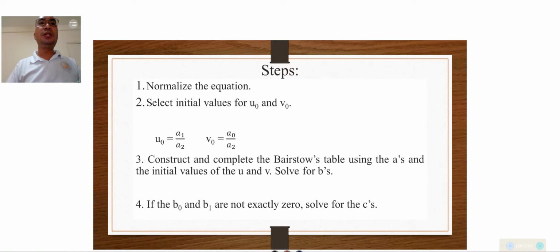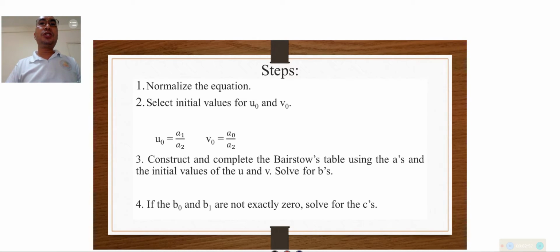Step 2 is to select the initial values for u0 and v0. The formula for u0 is equal to a1 divided by a2, or the coefficient of the term with the first degree over the coefficient of the term in the second degree. And v0 is the coefficient of the constant a0, or the term with a zero exponent, divided by the coefficient of the second degree term.